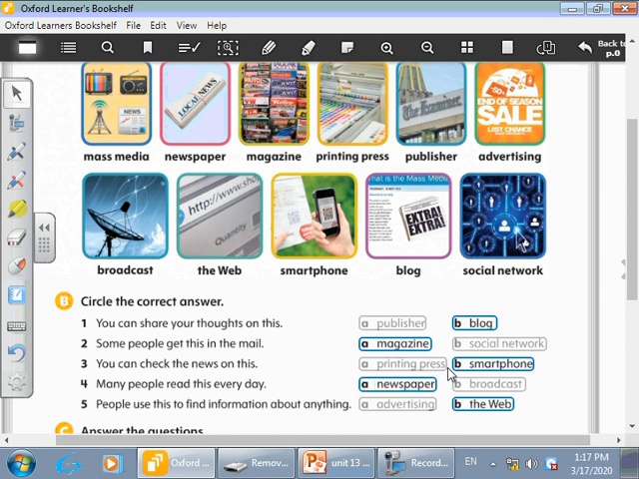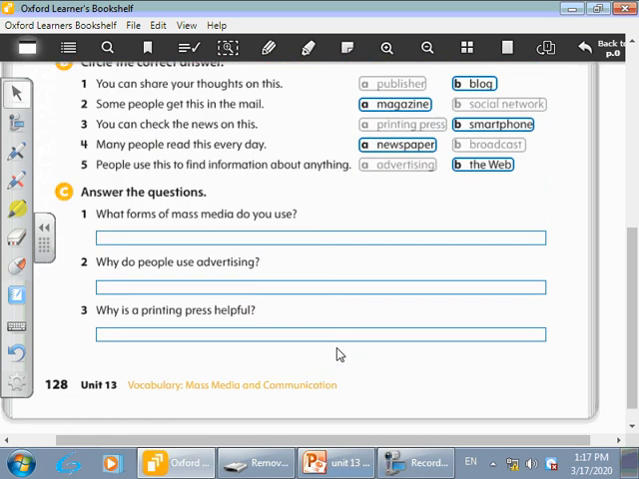You can check the news on this. Printing press, smartphone. Perfect, it's smartphone. Many people read this every day. Newspaper or broadcast? Newspaper. People use this to find information about anything. Is it advertising or the web? It's the web. Perfect.